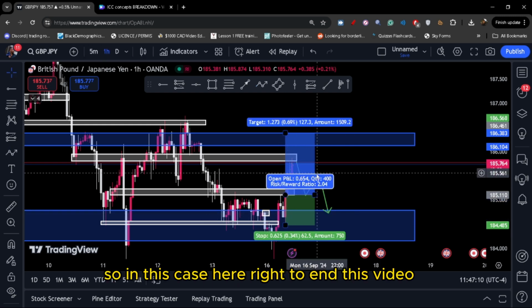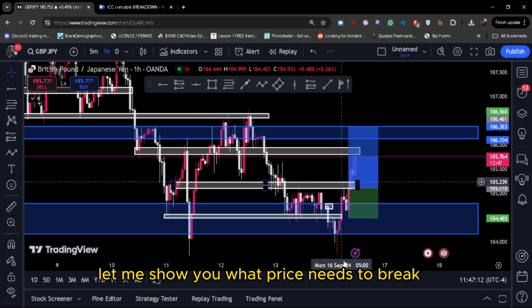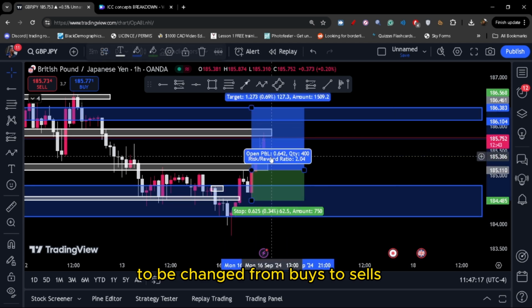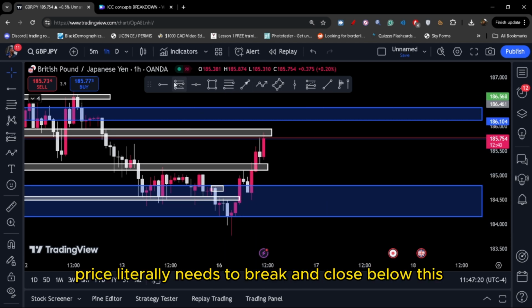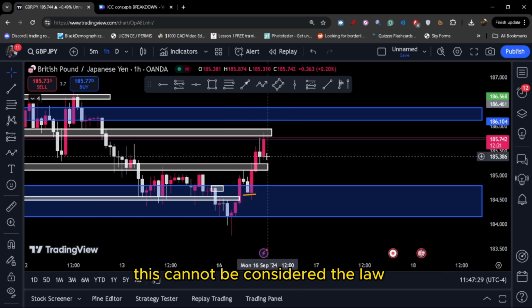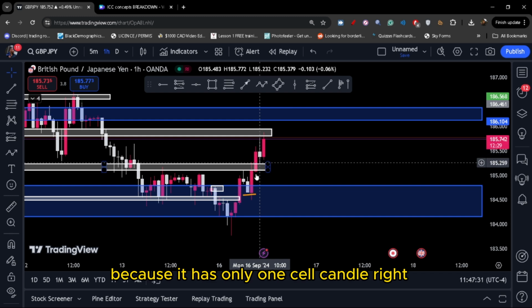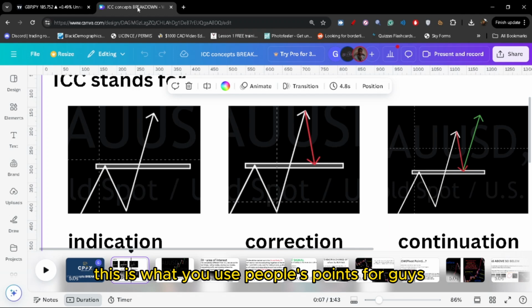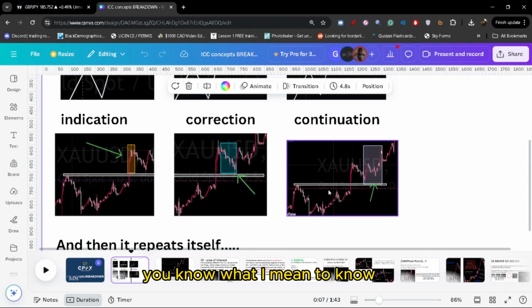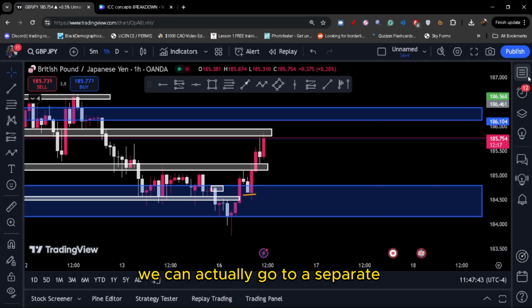So in this case here, to end this video, let me show you what price needs to break for us to consider this trend to be changed from buys to sells. So essentially guys, price literally needs to break and close below this low here for the trend to change from buys to sells, right? So right now this cannot be considered the low because it has only 1 sell candle. But basically guys, this is what you use pivot points for. Like I told you guys, it is used to know what the trend is and when a reversal happens.